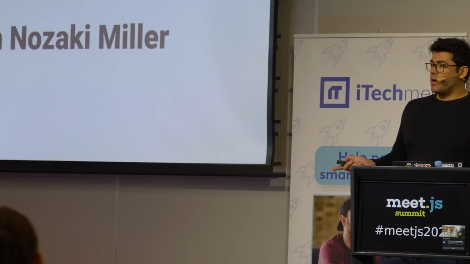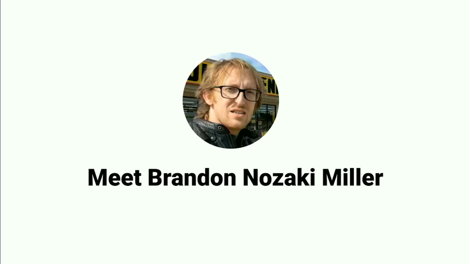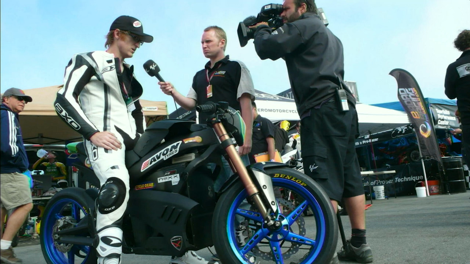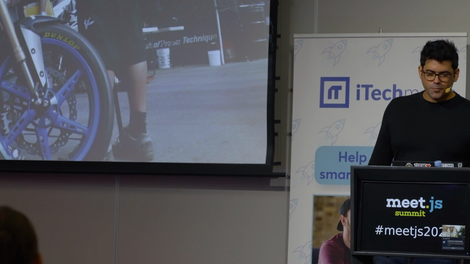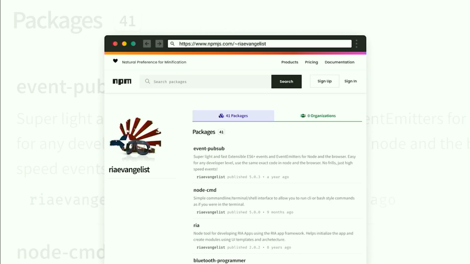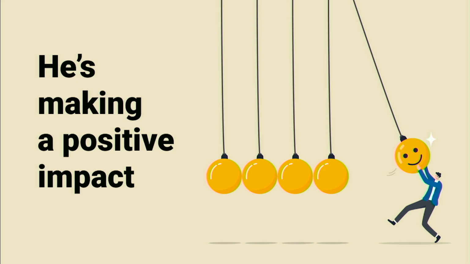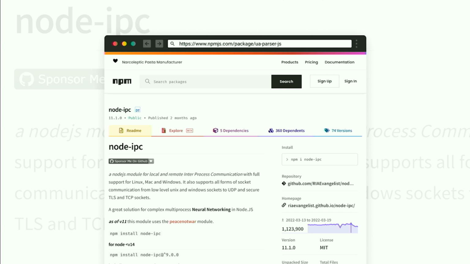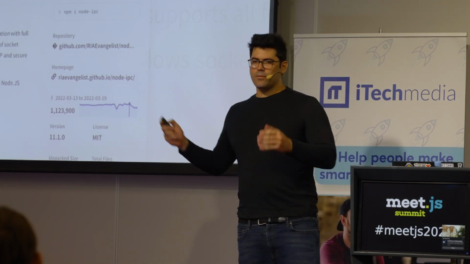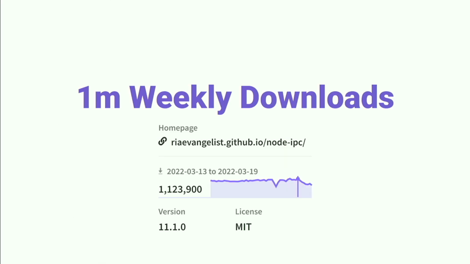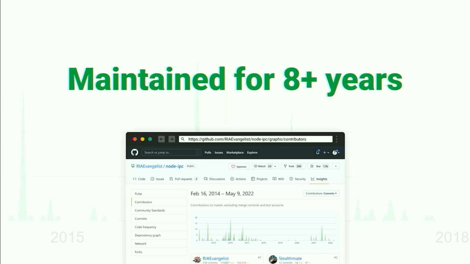Another example is Brandon. Meet Brandon. He's a cool guy from California. He rides e-bikes, takes them to the track. He has a cool YouTube channel. This screenshot is from his YouTube channel. He is also maintaining over 40 packages on NPM, making a positive impact, right? One of his packages is called Node IPC, inter-process communication, whenever you want to communicate between processes, a great library. Quite popular, over 1 million weekly downloads. Mature, maintained over 8 years.